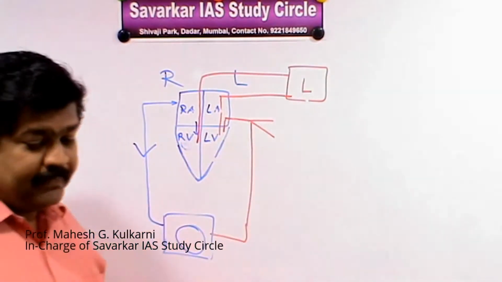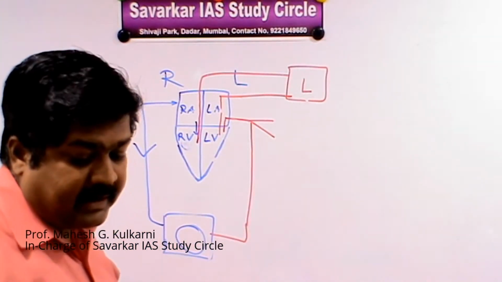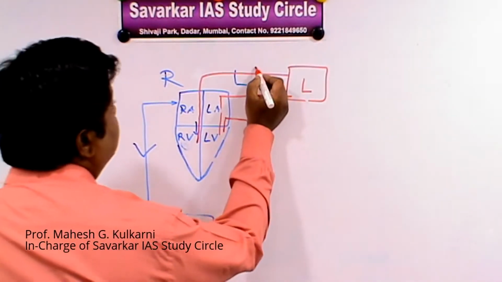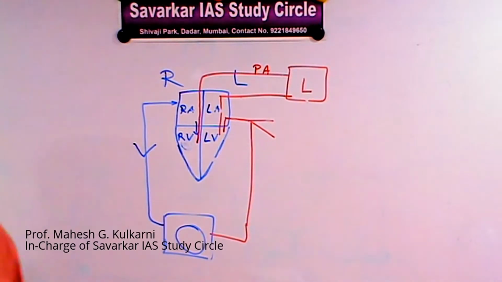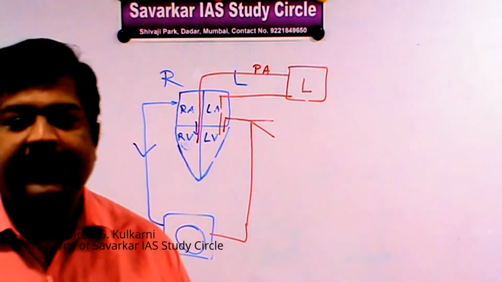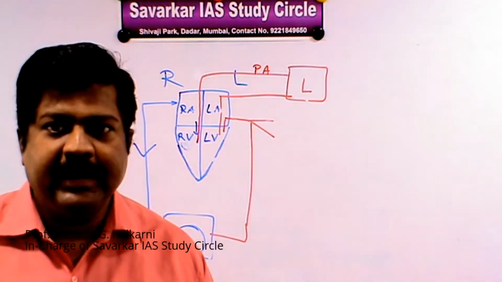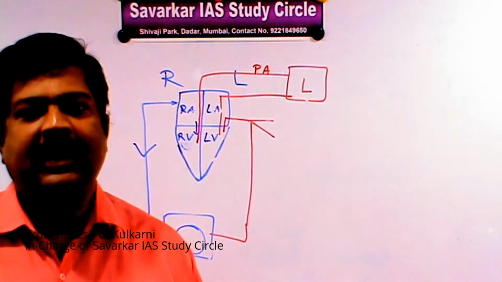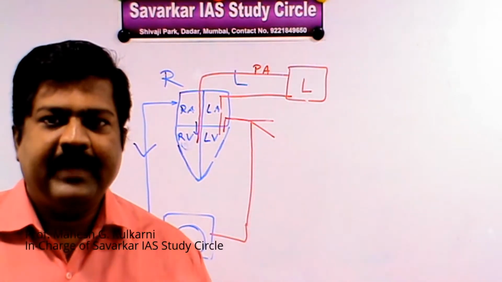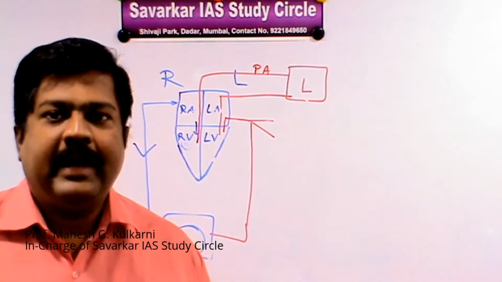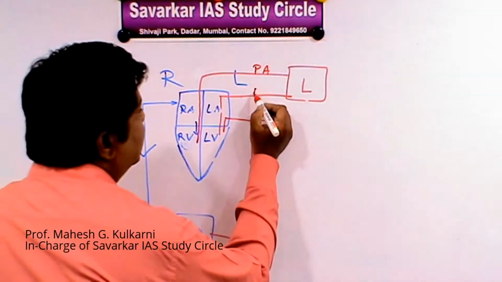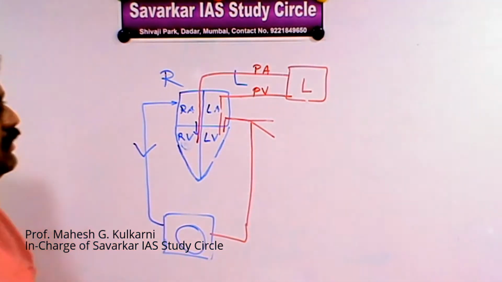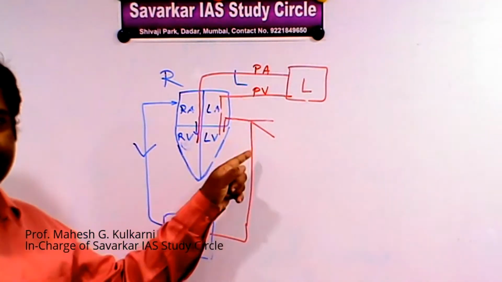Except, the only exception is about these two. Here I should call this artery the pulmonary artery. Keep in mind, in Latin, anything related to the lungs is called pulmonary. Actually the simple name should be lung artery, but we are using Latin terminology, so this is called the pulmonary artery, whereas this is the pulmonary vein. These two things are exceptions.